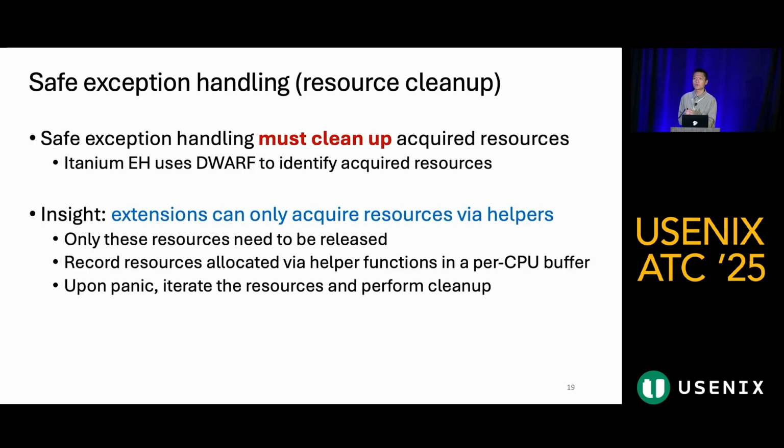The other important aspect of safe exception handling is that it must clean up the acquired resources. The Itanium ABI uses DWARF information to identify the resources that need to be cleaned up. But our insight for Rex, or broadly in the context of safe kernel extensions, is that it doesn't have to be so complicated, because those extensions can only acquire resources via helper functions. And therefore, only these resources will need to be released.